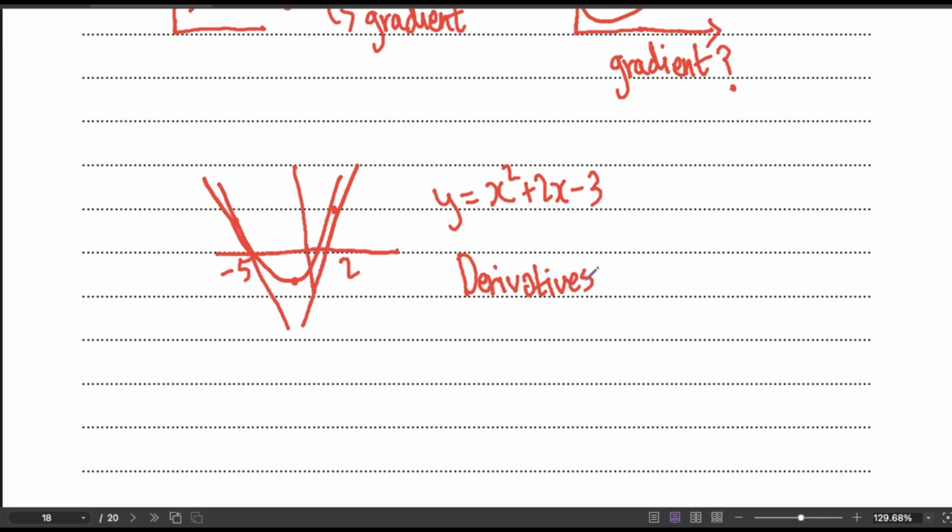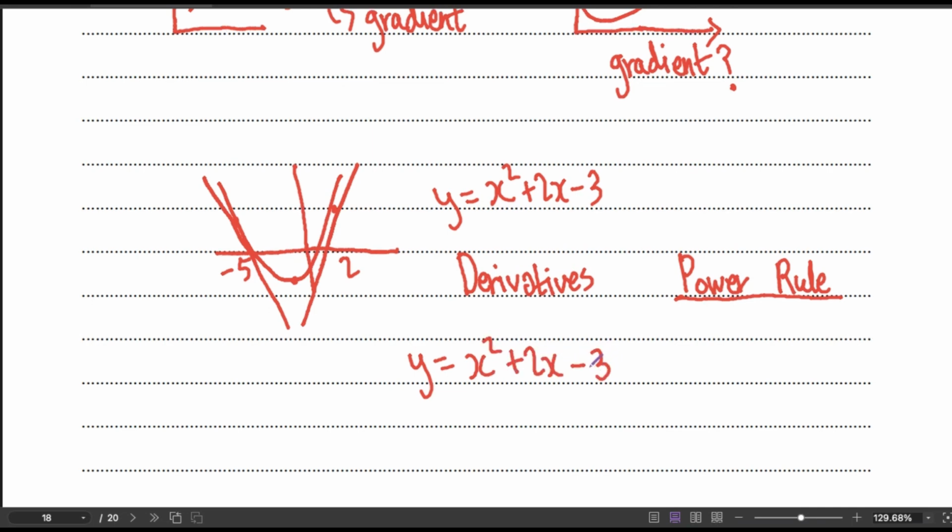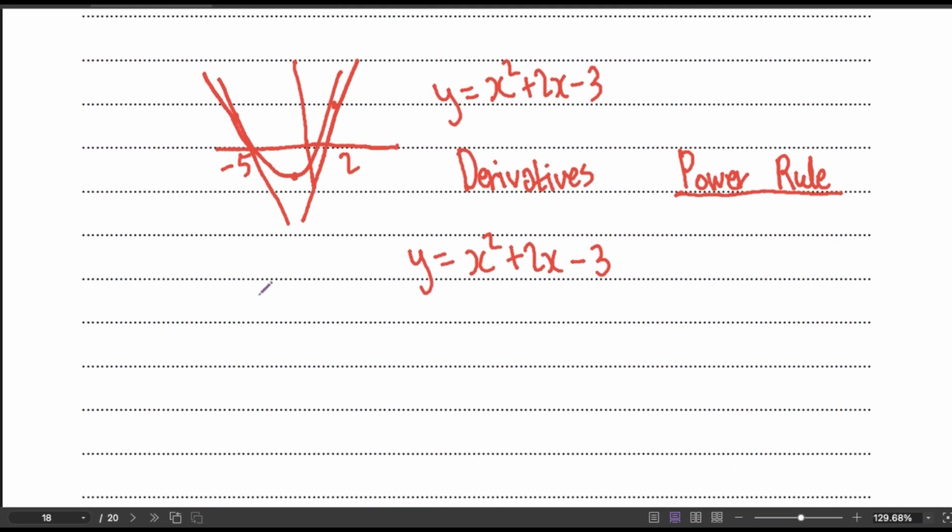Derivatives. And what we have is a power rule. This is the easiest way to take derivatives. Power rule. So let's say we have, let's use this function, yeah. Let's say we have y is equal to x squared plus 2x minus 3. So how do we find the derivative? You can remember this as like the gradient function, because all the derivative does is it gives you the gradient at a certain point on the curve.